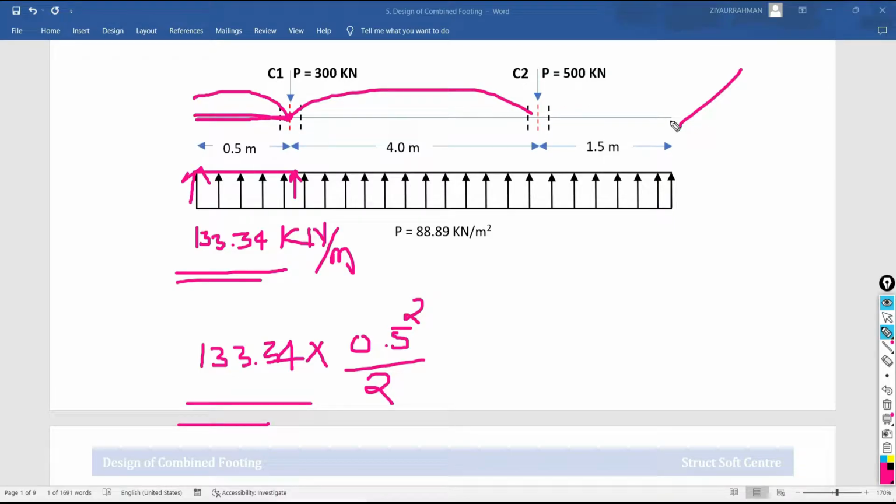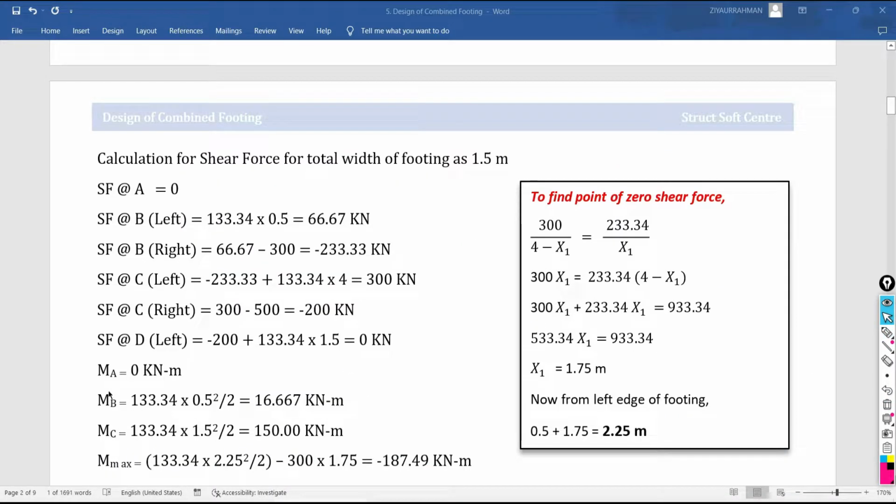Similarly, how to do the calculation for the center point under column C2? Again, 133.34 multiplied by 1.5 square divided by 2. If you do the calculation with these values, you get the calculated value. The bending moment at A is 0. For the bending moment at B, the formula is 133.34 multiplied by 0.5 square divided by 2.